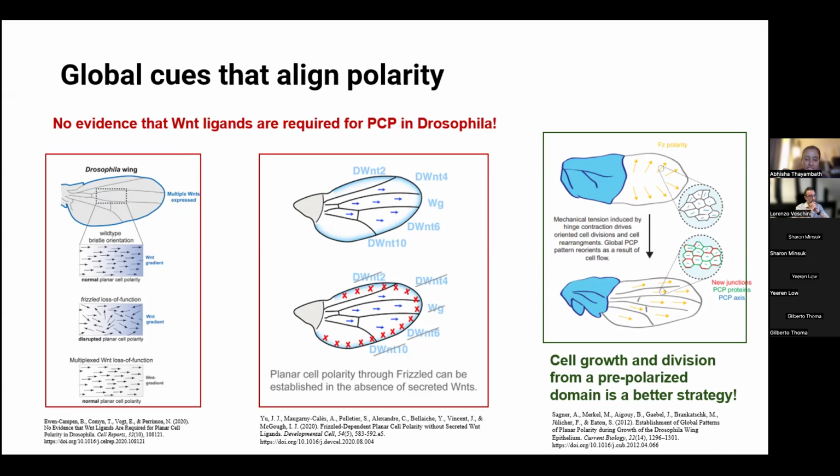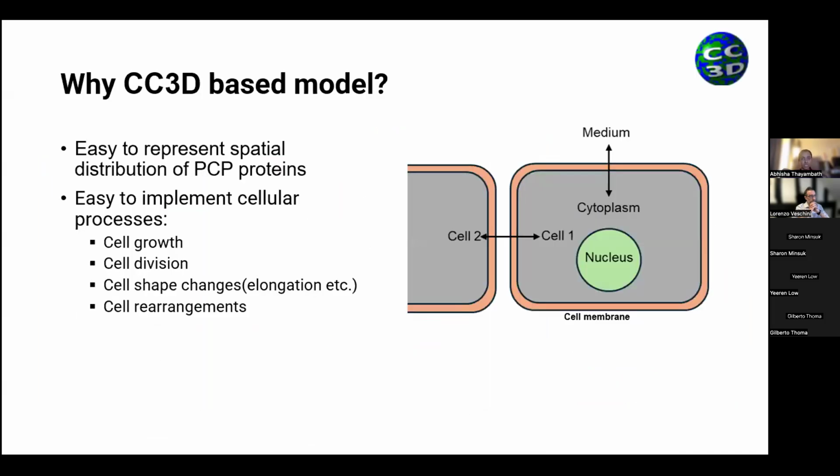So using these ideas, we are going to use the cellular Potts model, basically CC3D, to develop a model for planar cell polarity. So why do we need a CC3D based model? It's very easy to represent the spatial distribution of PCP proteins, and CC3D's framework integrates dynamic compartments that enables a comprehensive representation of heterogeneities inside each cell. It's also easy to integrate essential cellular processes like cell growth, division, cell shape changes, and cell rearrangements.